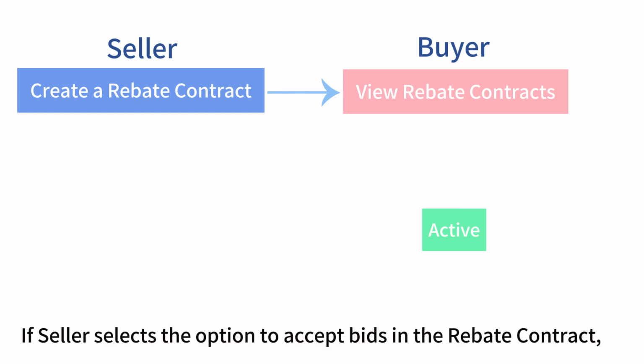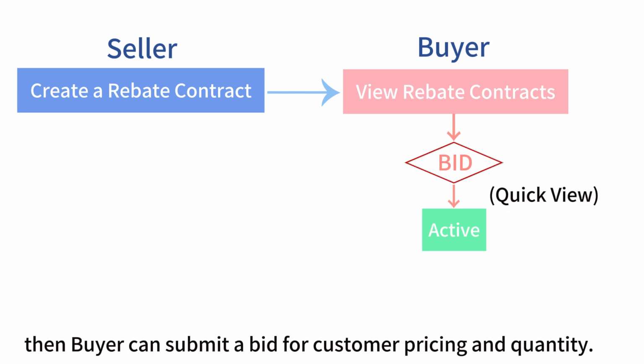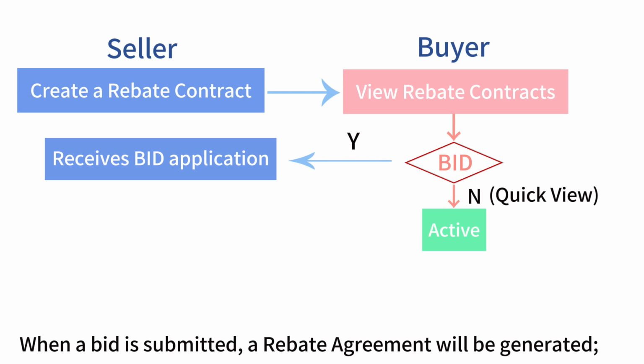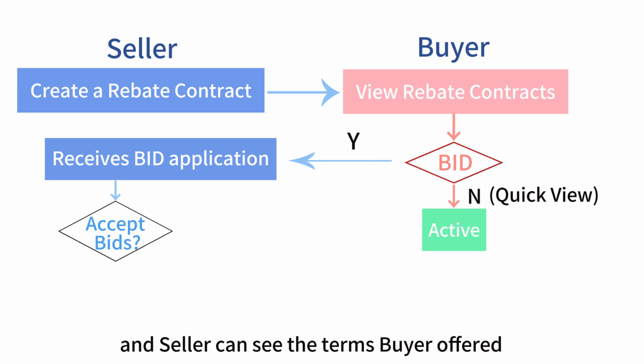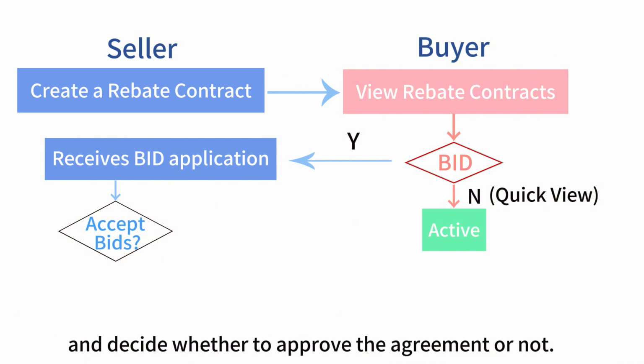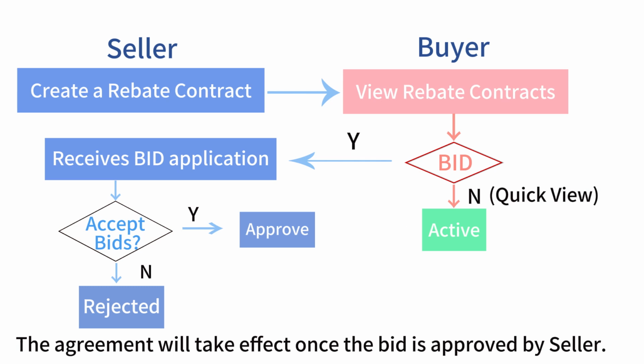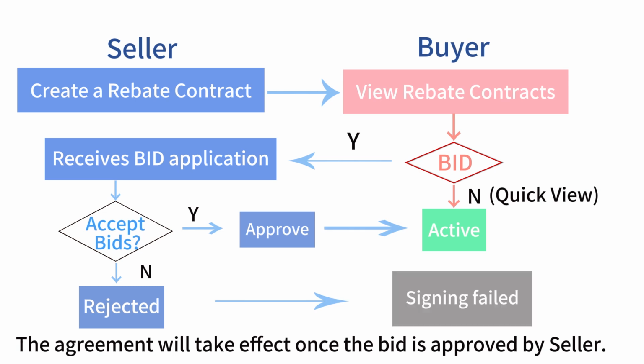If the seller selects the option to accept bids in the rebate contract, then the buyer can submit a bid for customer pricing and quantity. When a bid is submitted, a rebate agreement will be generated, and the seller can see the terms the buyer offered and decide whether to approve the agreement or not. The agreement will take effect once the bid is approved by the seller.